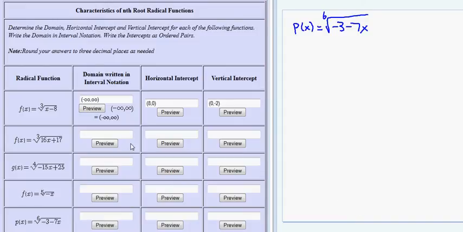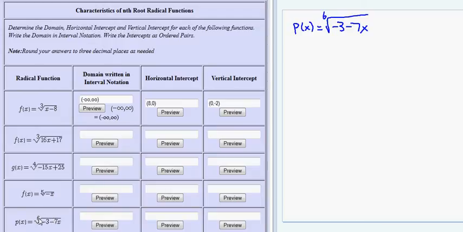In this problem, we're given several radical functions and asked to find the domain written in interval notation and also to find the horizontal and vertical intercepts. I just finished a video where I answered the first function and thought that we should probably do one that is a little more complicated. So I chose to do the bottom one here, p of x equals the sixth root.